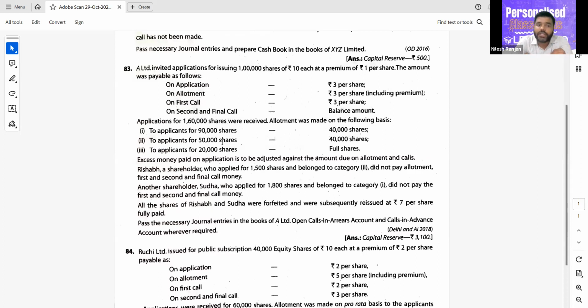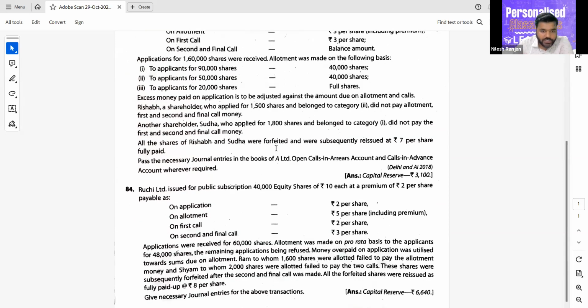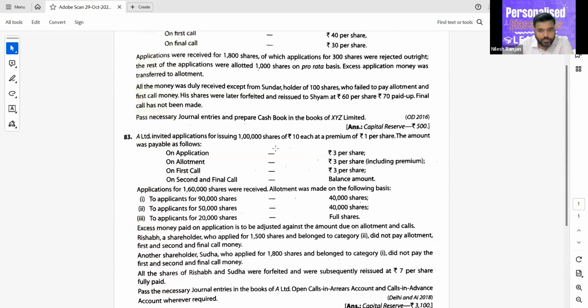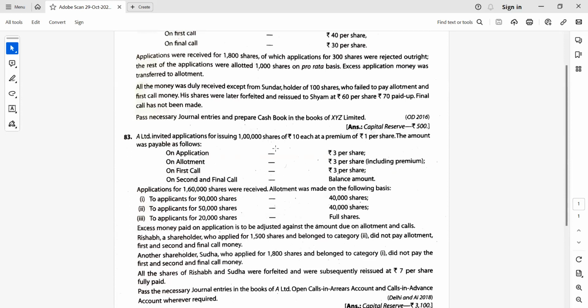Now, excess money paid on application is to be adjusted against the amount due on allotment and calls. In this question there is premium also given. If we combine oversubscription and premium, maybe there will be some confusion. So to understand the concept, I'm removing the premium for just now. We'll discuss the question with premium later. Is that clear to you? Yes, sir.